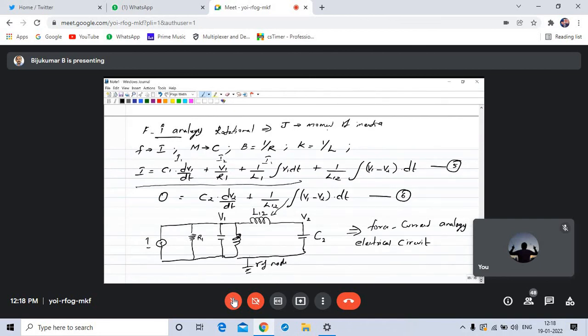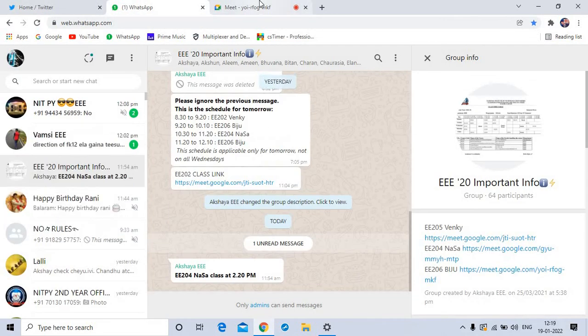Other than that, nothing will change. B in both cases is B only. K also is K only. The only thing is, instead of x, theta will come into the picture. Instead of linear velocity, angular velocity comes into the picture. That is the only difference. Remaining all is the same. We will do one problem for rotational system also in the coming class. Other than that, everything is fine, right?